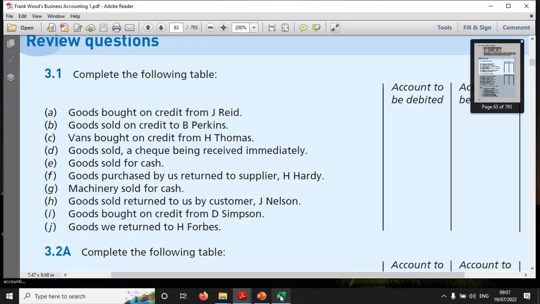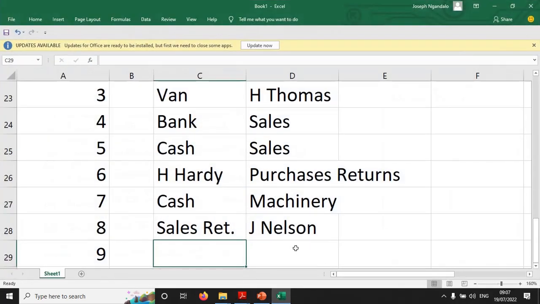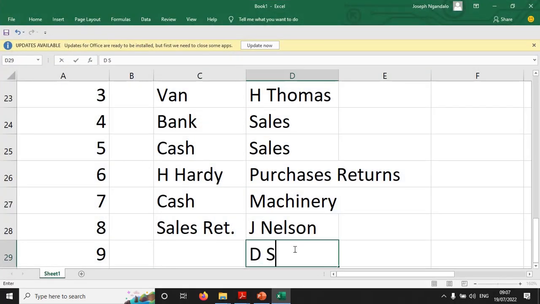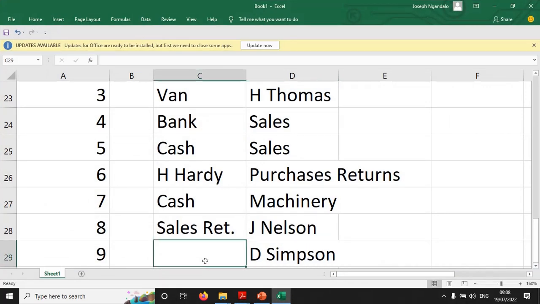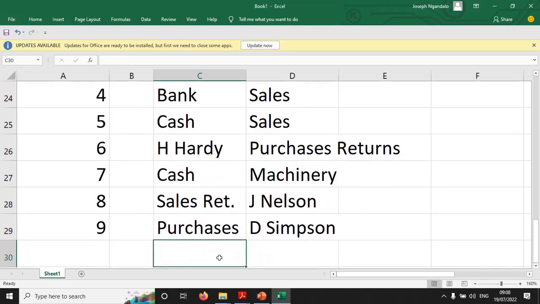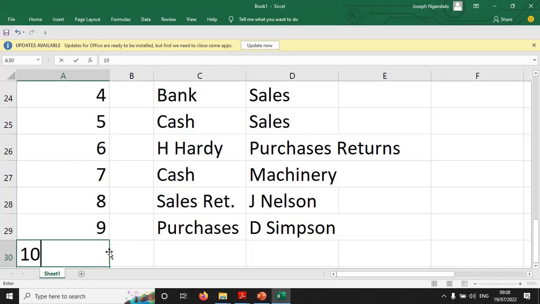Goods bought on credit from D. Simpson. Now this is as good as the first one. What is D. Simpson doing? He's giving, isn't it? He's a creditor, right? D. Simpson, I think that's the way it is pronounced and spelled. What do we have here? Purchases, right? Bought means purchases.